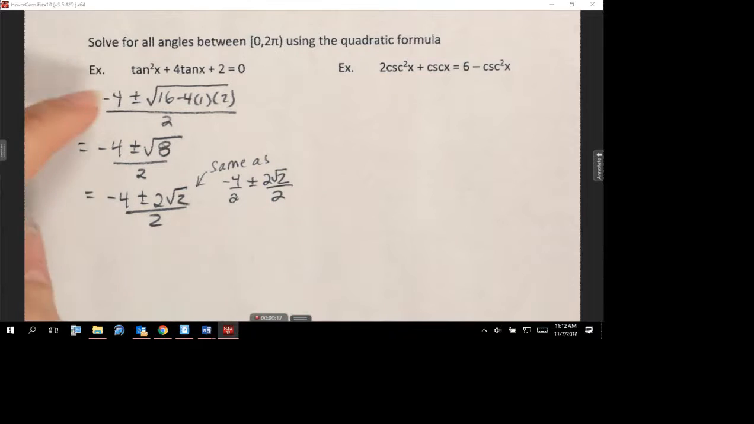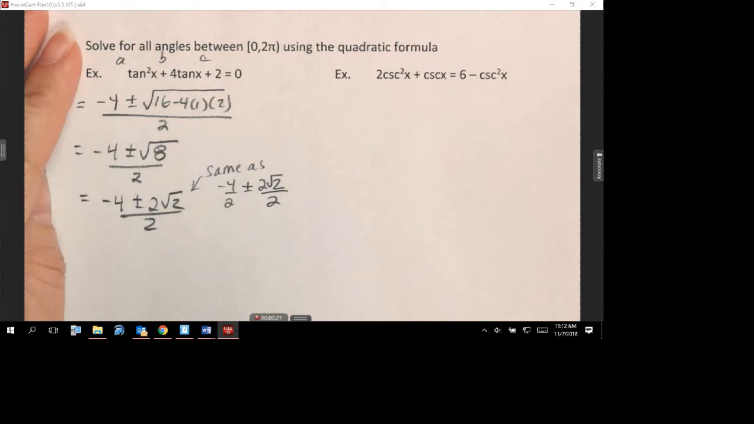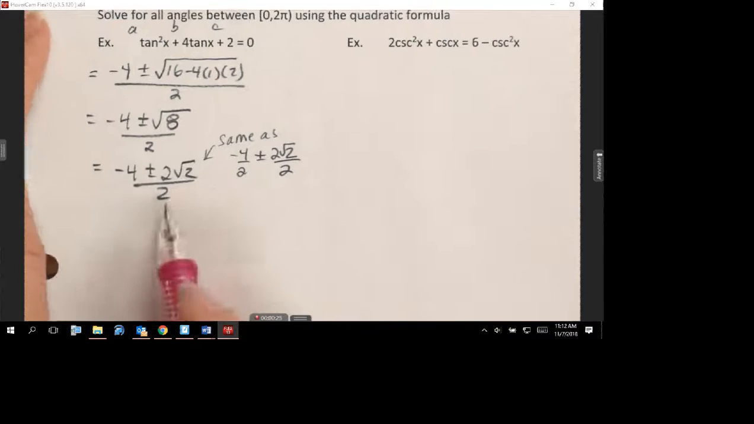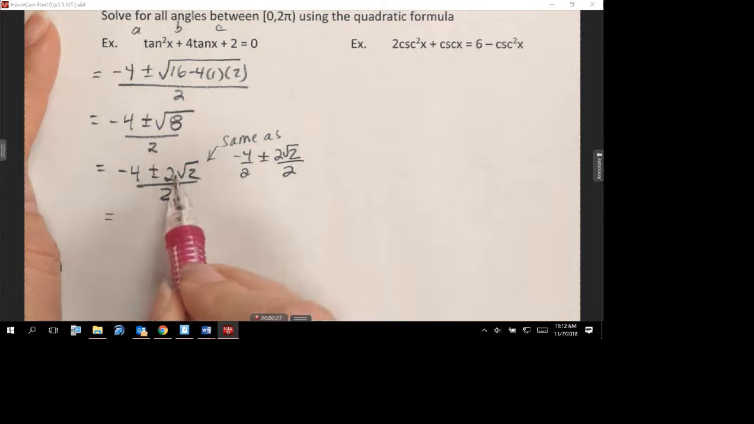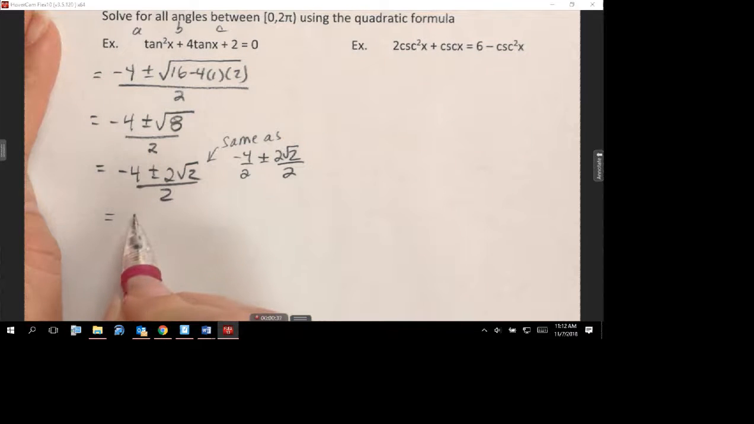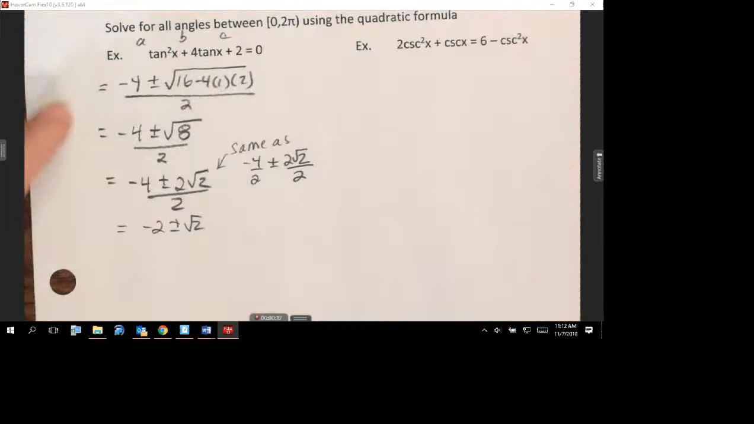So what I did was, I used the A, the B, and the C in the quadratic formula. I simplified. One more step, I'm factoring out that 2, or you can separate the 2 terms, and I get negative 2 plus or minus radical 2. Okay, but the thing that a lot of students forget is what is on the left side.